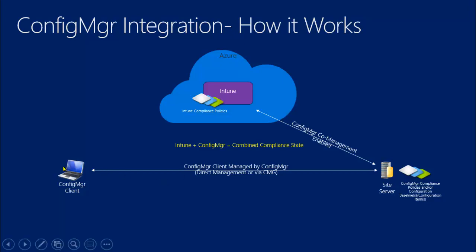Right? We have a Config Manager client that is managed by Config Manager, either directly, meaning the device is on-prem, or it could even be managed through the Cloud Management Gateway. Either way, no problem. And so then we have Intune that will go out and assess compliance. So Intune will include the Configuration Manager data to come up with a combined compliance state, right? Again, very high level. There's certainly detail in here that you need to understand that we'll go through as we continue.